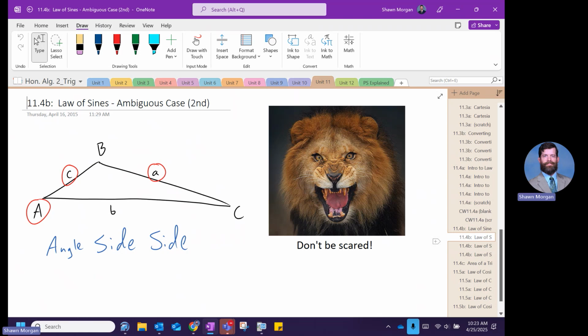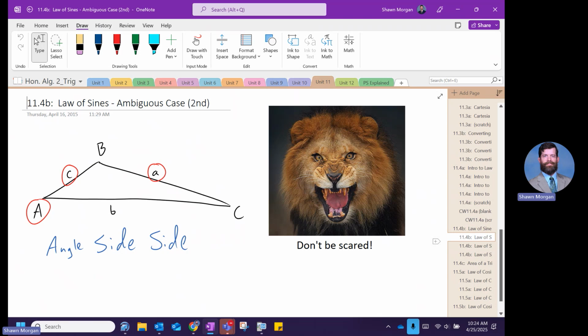We've got to understand what the word ambiguous means. Did we talk about that the other day? Could be this way, could be that way. It's kind of left up in the air. So angle side side is the ambiguous case. You're going to remember that because that's the naughty word and it's the scary one. And there you go. Angle side side.